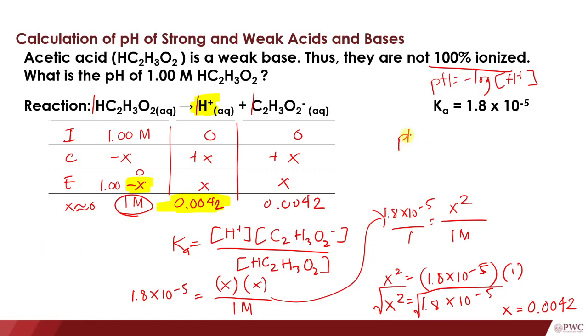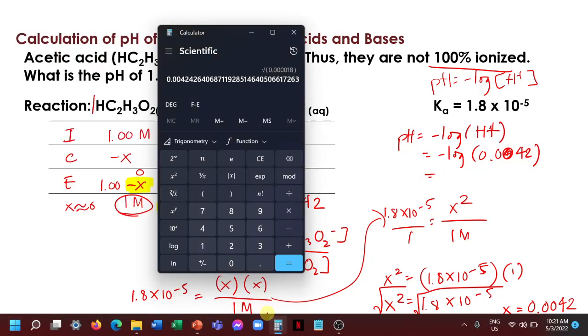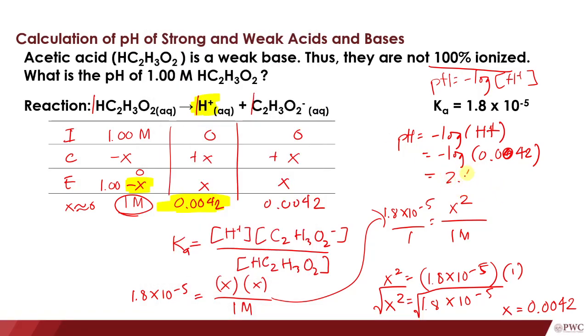Again, the pH is equal to the negative log of the concentration of H plus ions. Negative log, then our H plus here is equal to 0.0042. Then what's the answer here? We get the log of this. The negative log for this will be 2.38, or let's make this one 2.4. So the pH for this one is 2.4.